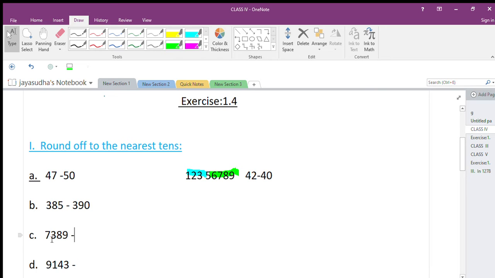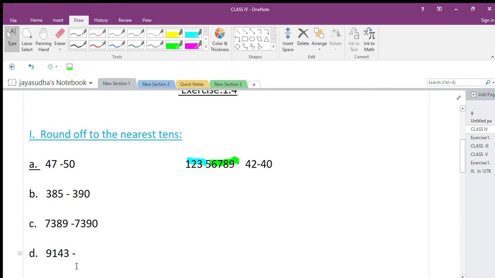Here there is a thousands place also. So don't touch the thousands place and hundreds place. You round off only in the tens place. Here the tens place is 8, so look at the ones place. Ones place is 5 and above, so add one to the tens place. 8 plus 1 is 9. In the ones place, 0. Are you okay children? Now move on to the next sum.